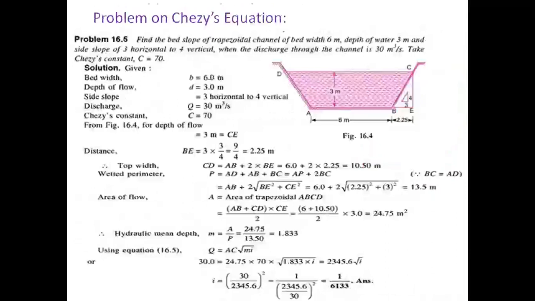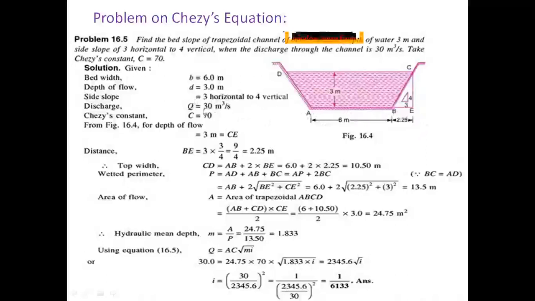Here we are also given a trapezoidal channel. For this trapezoidal channel, find the bed slope of the channel. In previous problems, the bed slope of the channel value was given, but in this problem, they ask us to find the bed slope of the channel.